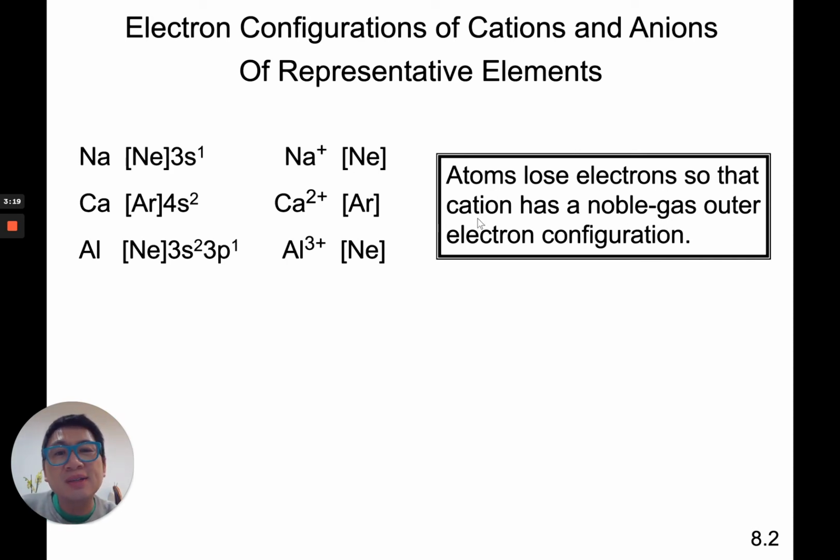Atoms can lose electrons, so the cation, positive if they lose electrons, has a noble gas outer electron configuration. When they become positive, you lose electrons until it has a noble gas outer electron configuration. So they lose these outer electrons, this 3s1, this 4s2, the 3s2, 3p1. It loses these outer electrons, and it now becomes a positive cation, and it's just like the noble gas electron configuration. Okay, so that's cations.